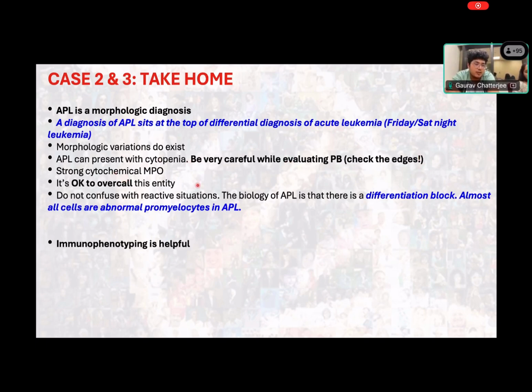They do express strong cytochemical MPO, and also this is something we didn't discuss. It's okay to overcall this entity, right? You're allowed to call something APML and then it turns out to be AML. That's fine, but you're not allowed to miss it at all. So you have to diagnose this entity. Sometimes even if you overcall, that's fine.